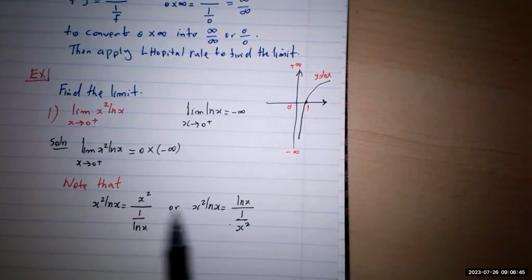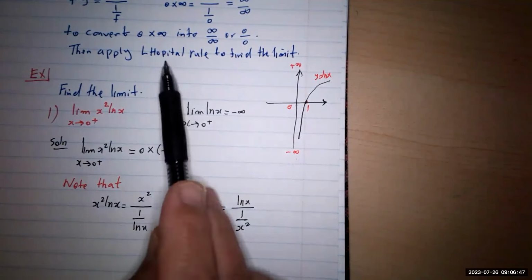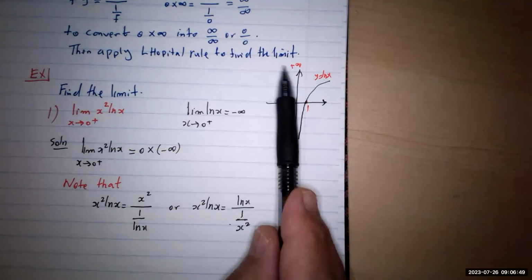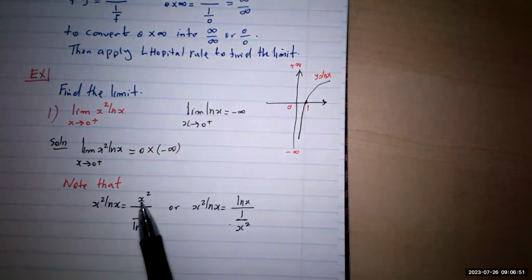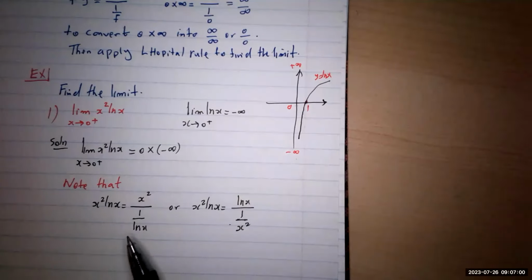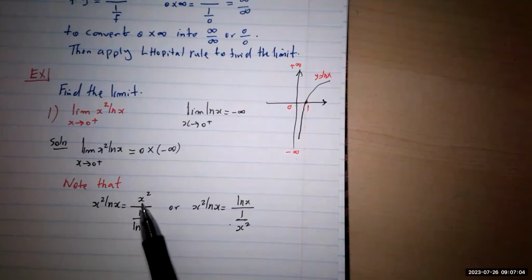Remember, whichever you do, you have to apply L'Hospital's rule. To apply L'Hospital's rule, the limit of this is going to be equal to the limit of the derivative of the top divided by the derivative of the bottom. So think about the next step. If you do this one, you have to find the derivative of the top, which is 2x. The derivative of the bottom one is not easy. It can be done, but you make things so complicated.